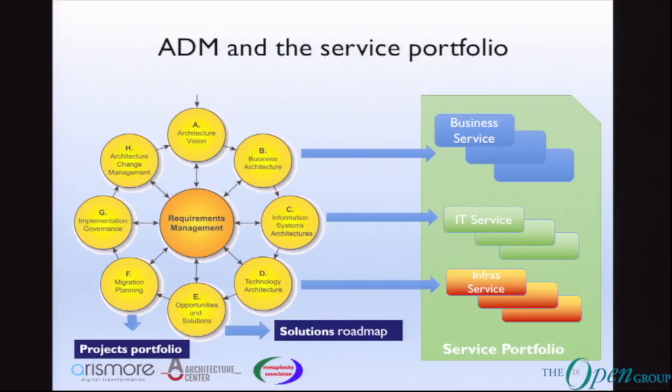and what IT4IT will produce is, starting from a service portfolio for identification of a certain number of services, implement these services into the production environment. So what we wanted to show here is that it is in phases B, C, and D where we are going to identify building blocks that can be candidates to become services. So the business architecture will probably allow us to identify business services. Information system architecture will allow us to identify IT services. And technology architecture will allow us to identify infrastructure services.